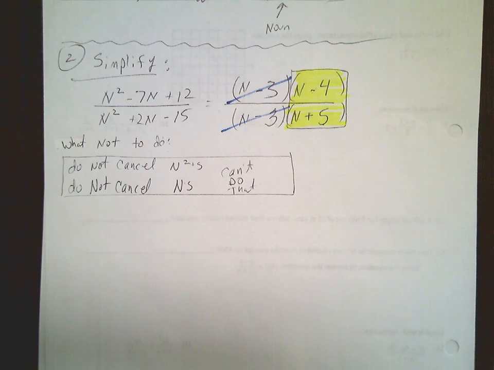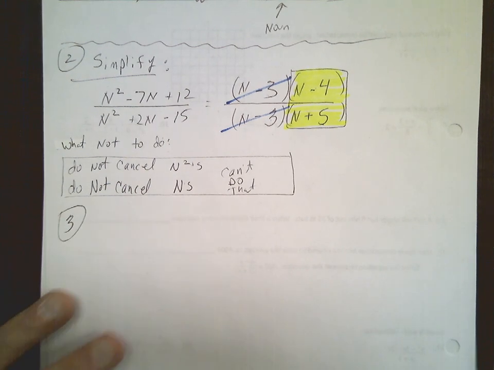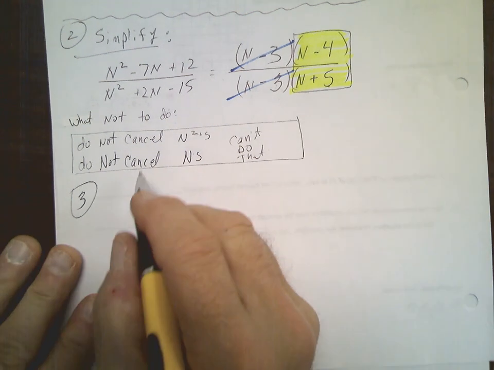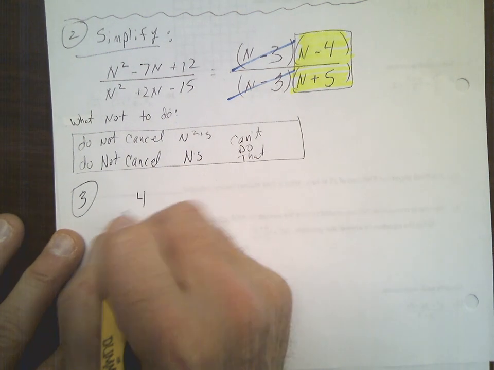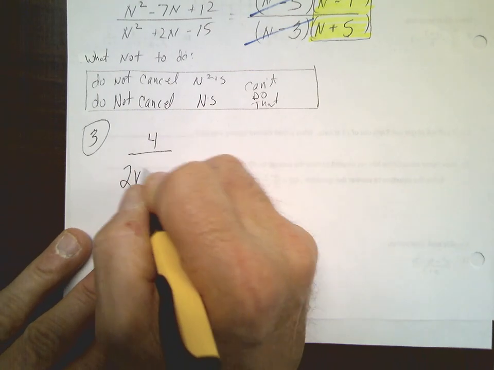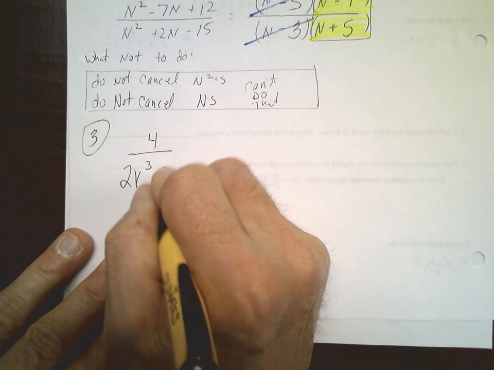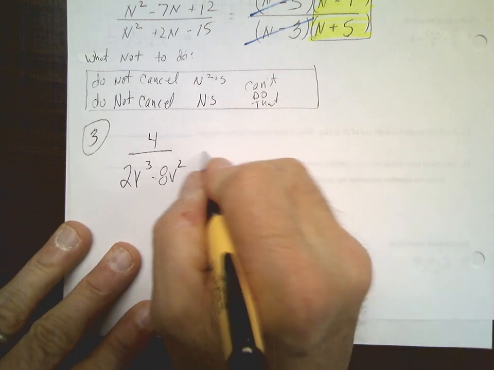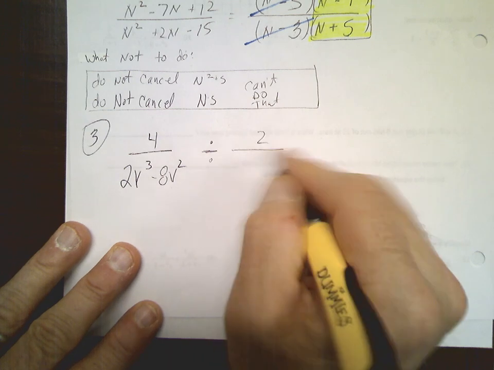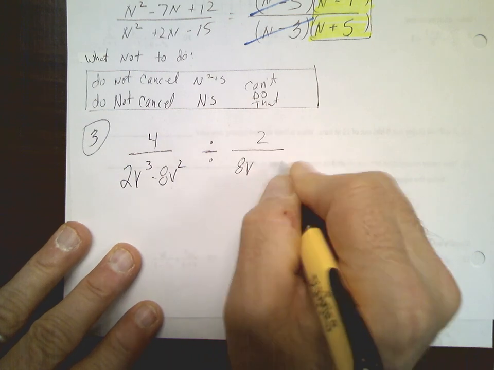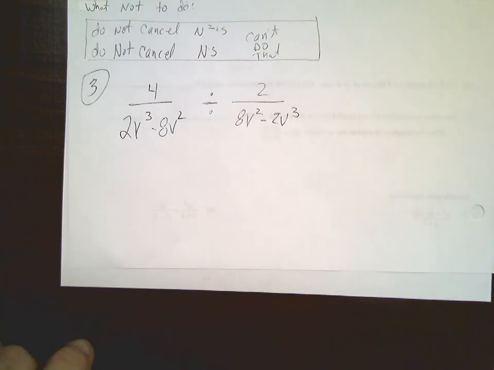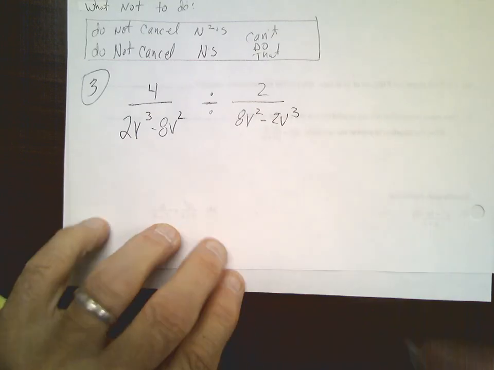All right. Third and final problem on the how-to on the back. This is how to divide. So the problem looks like this: 4 over 2v to the third minus 8v squared, divided by 2 over 8v squared minus 2v to the third. I'll give you a little how-to box.